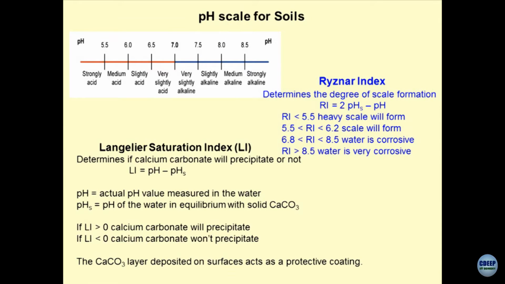There is something known as the Ryznar index. So, the Ryznar index also can be utilized to study how the scales are getting formed on the buried systems. So, this is 2 times pHs minus pH. You need not remember all these, the codes are available. You need not write down, just try to understand the applications, and whenever you are in practice of the subject you can use this. So, if RI is less than 5.5, heavy scales will form. I hope you understand what is scaling, carbonates getting deposited.